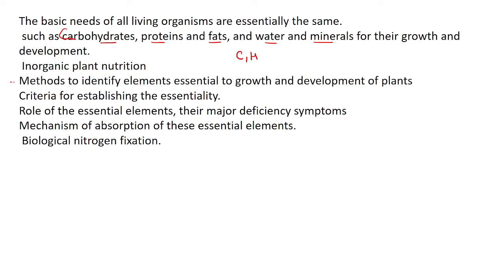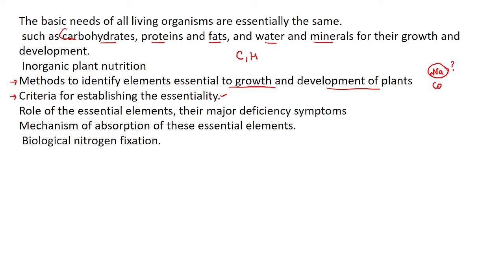Here are the topics which we will focus on in this chapter. The first one is methods to identify elements essential to growth and development of the plants. We will see the technique which will tell which element is essential for the growth and development of the plant. For example, whether sodium is essential for development or not, whether copper is essential or not. This we will see by the technique called hydroponics, right? Then we will see the criteria for establishing essentiality, means how we consider that something is essential or not. Suppose sodium is essential, how do we know this? How will we come to know that copper is essential or sodium is essential? So here we will see what the criteria are.